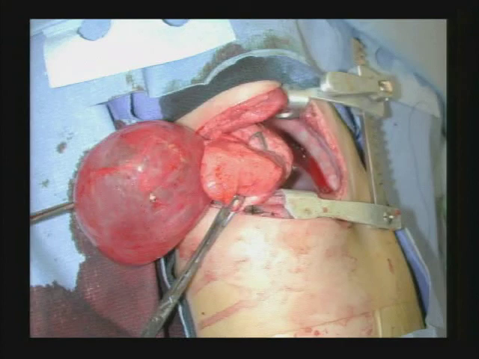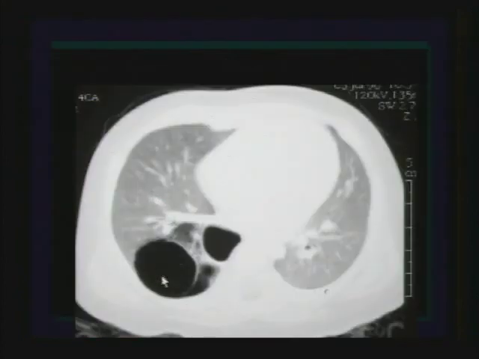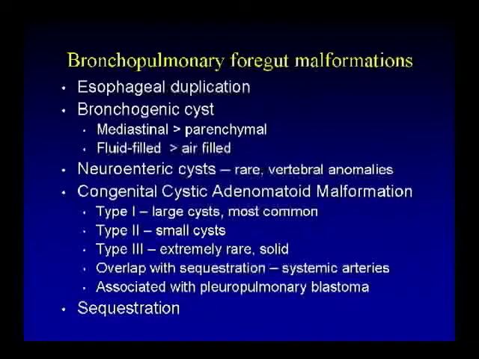This one happened to have one predominant cyst, but there can be a variety of appearances. They may have a variety of size cysts, but they don't have the normal structures like a lobar emphysema. Bronchopulmonary foregut malformations is sometimes a way of characterizing a lot of these conditions that we just saw, and again, this is in the handout.